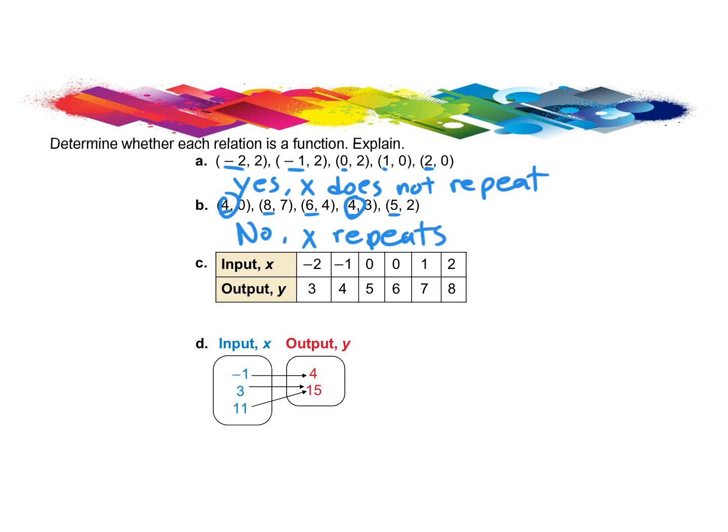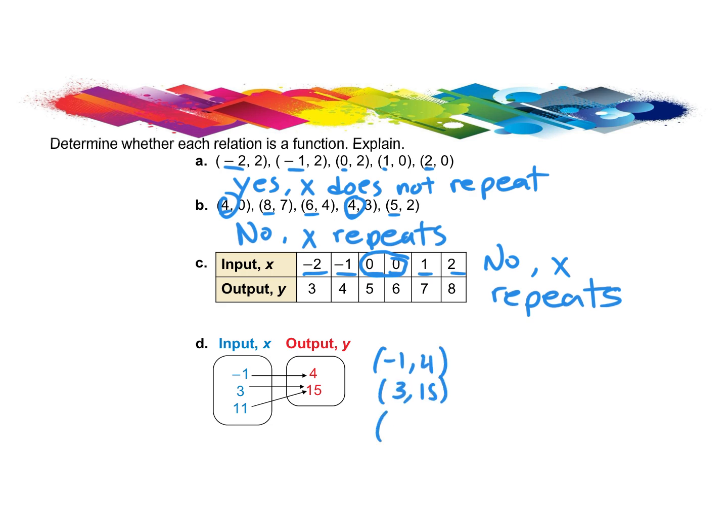For C, we got -2, -1, 0, 0, 1, and 2. Here they're right next to each other, the 0 and the 0. So no, the x repeats. And then for D, we have, I'm going to write the order pairs, -1, 4, 3, 15, and 11, 15. Again, no x repeats, so yes, x does not repeat.